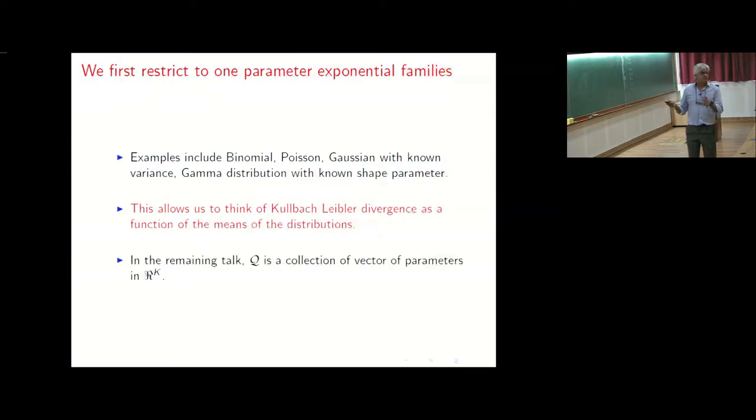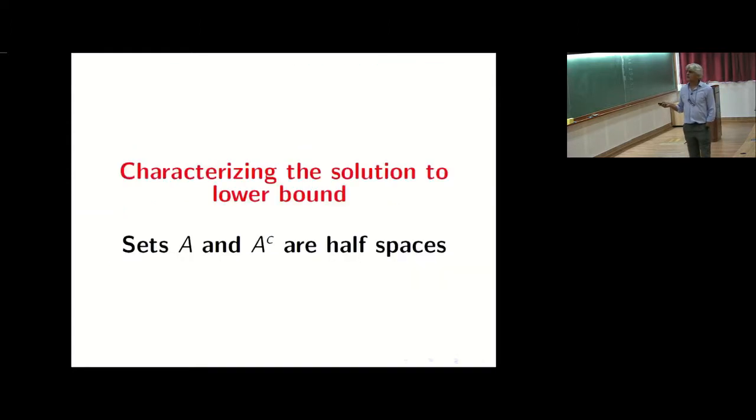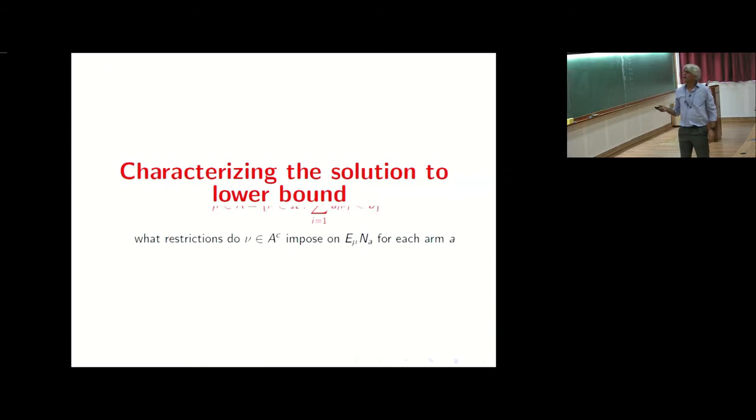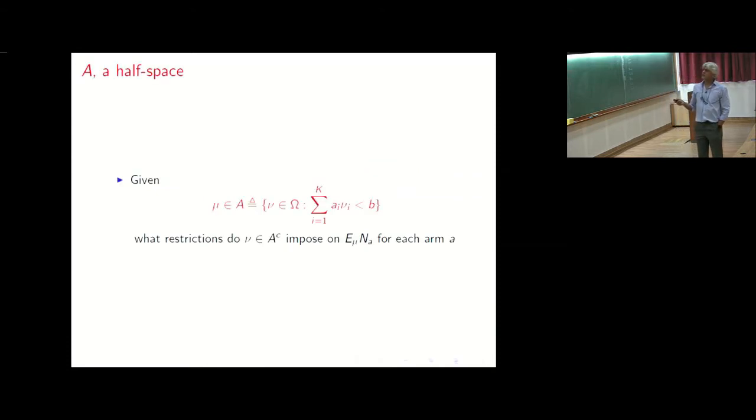So in the remaining, most of the talk, Q is a collection of vectors of parameters in R^K now. Okay, so now let's characterize the solution to the lower bound when sets A and A complement are half spaces. So I'm given this vector of distributions, and I'm given a half space. Does it lie on this side of the half space or that side of the half space? So same thing. So mu is in A corresponds to this half space here. A is given to me, B is given to me, corresponds to this half space. Essentially, I'm asking for the lower bound, what restrictions do all the nus which are in A complement impose upon the number of times each arm should be sampled under mu? Right?